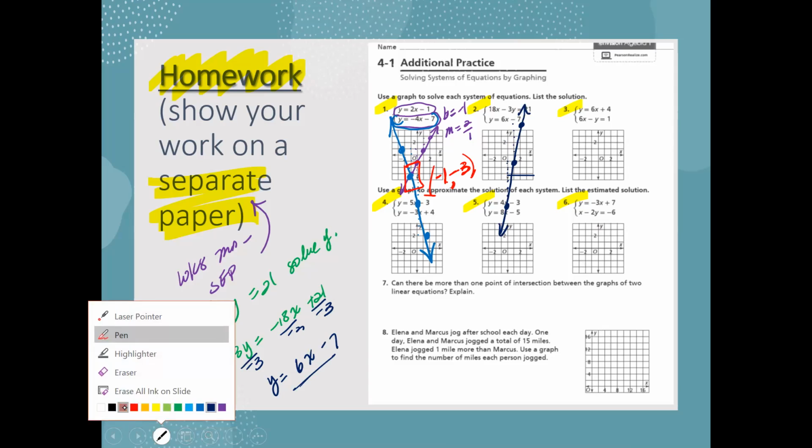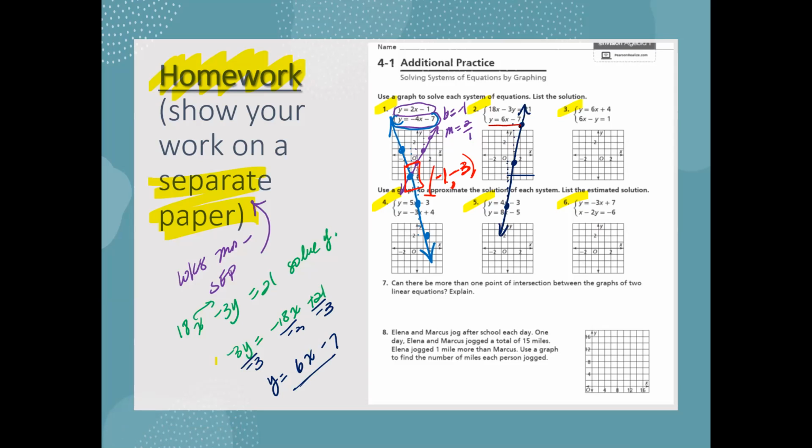Then let's go ahead and graph the second line. The second line is already in y-intercept form at -7. So let's go 1, 2, 3, 4, 5, 6, 7. My x is at 6, go up 6 over 1, up 6 over 1.